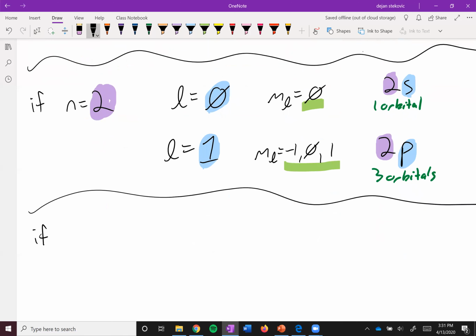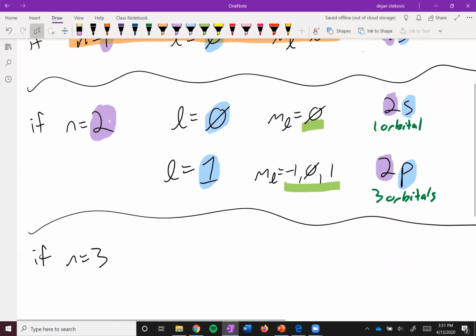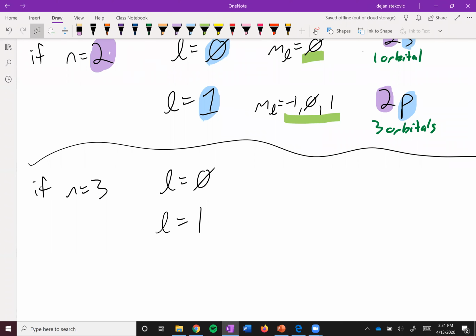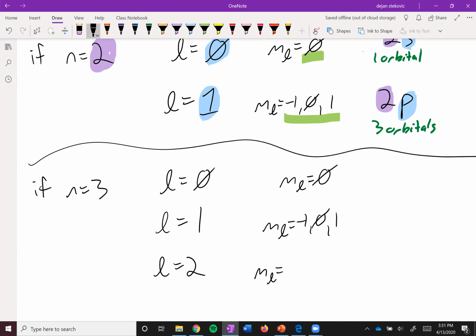Last one we're going to do, if n is equal to 3, think about the values of L. L could equal 0, L could equal 1, and L can go up to n minus 1. 3 minus 1 is 2, so L can go all the way up to 2. And so when L is equal to 0, this m sub L has to be 0. When L is equal to 1, this m sub L can be negative 1, 0, or 1. When this L is equal to 2, m sub L can equal negative 2, negative 1, 0, 1, and 2.